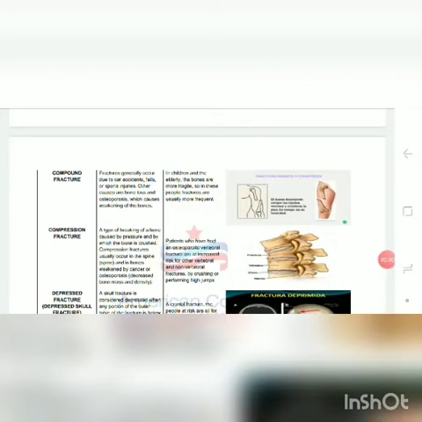For the paramedicine student. The following video is about fractures. Continue. Compound fracture. Definition: fractures generally occur due to car accidents, fights or sport injuries. Other causes are bone loss and osteoporosis, which cause weakening of the bone. Risk: in children and the elderly, the bones are weaker. In these people, fracture is usually more frequent.